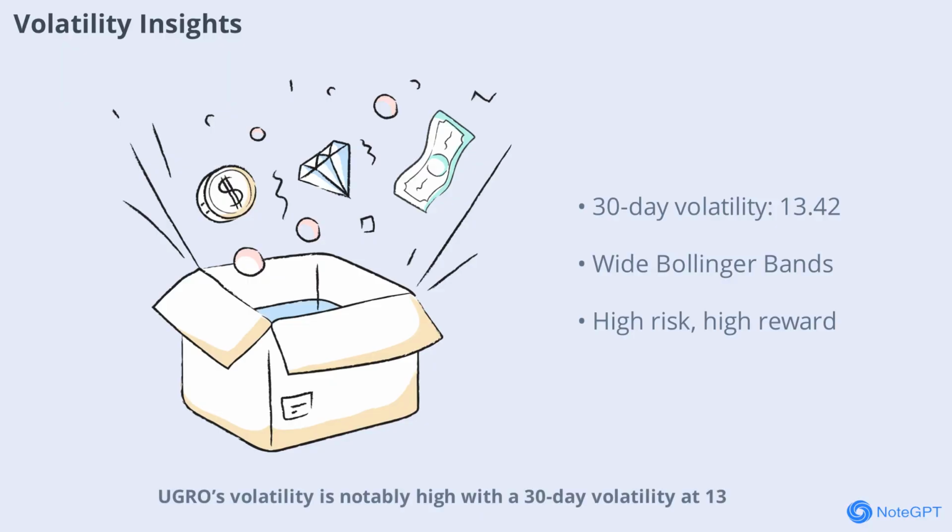UGRO's volatility is notably high, with a 30-day volatility at 13.42 and true volatility at 14.88. The Bollinger Bands show a wide spread, with the upper band at 0.373 and the lower at 0.163. Such wide bands indicate large price swings and increased risk. For traders, high volatility can mean greater profit opportunities but also higher risk. It's crucial to adjust position sizes and risk management strategies accordingly.